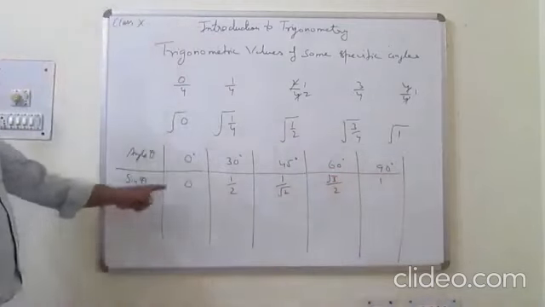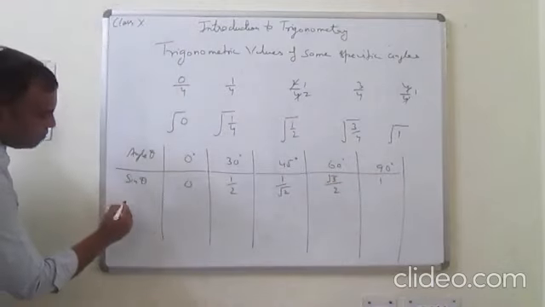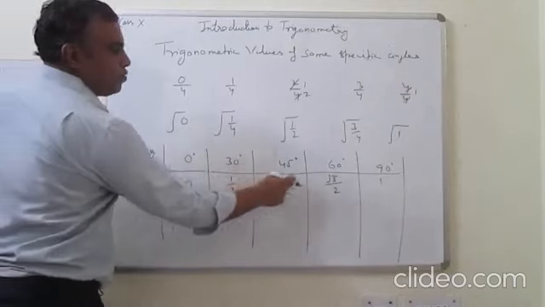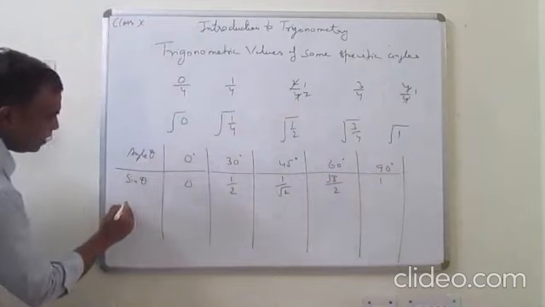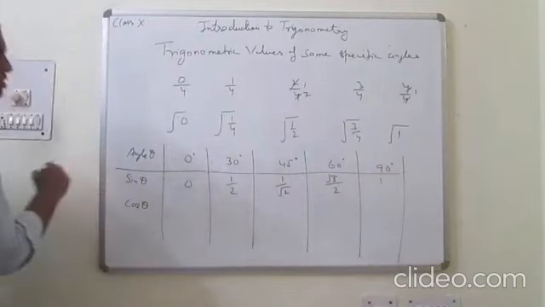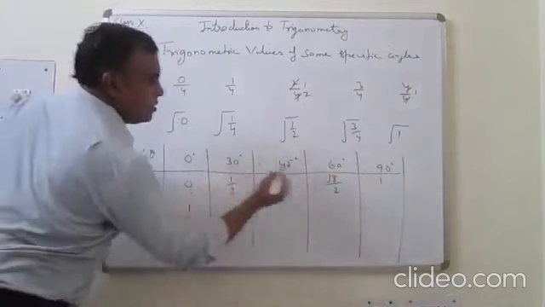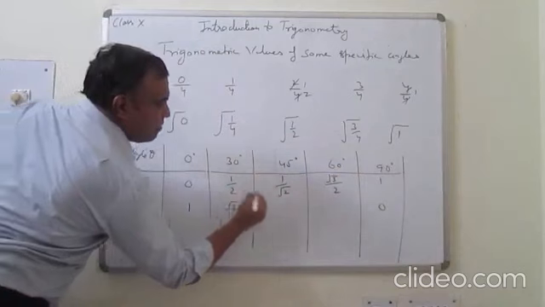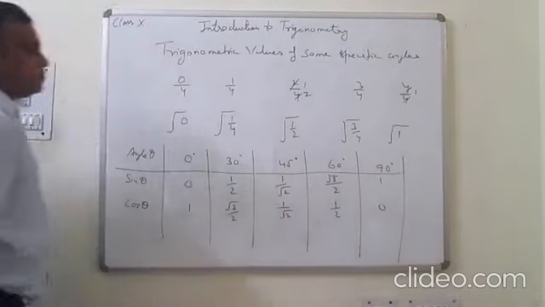You see that the value of sine lies between 0 and 1. Now, sine 0 is 0, sine 30 is 1 by 2, sine 45 is 1 by root 2, sine 60 is root 3 by 2, sine 90 is 1. Now, for cos theta, you interchange it. Bring 1 here, bring 0 here, root 3 by 2 comes here, 1 by 2 comes here, and 1 upon root 2.